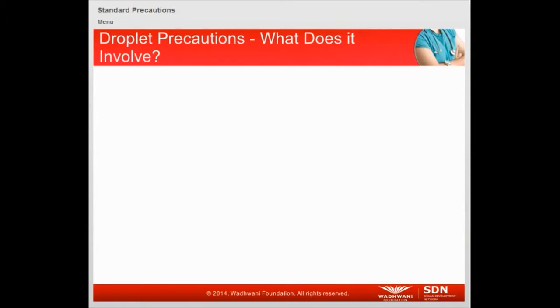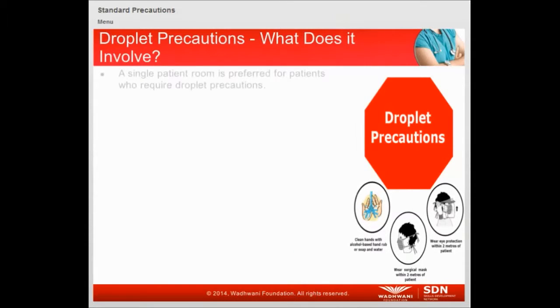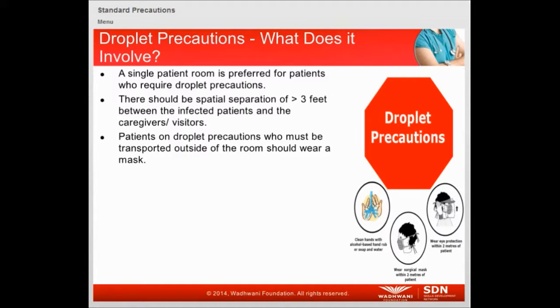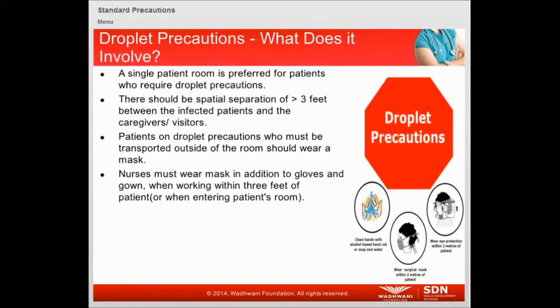Let's understand what droplet precautions involve. A single patient room is preferred for patients who require droplet precautions. There should be spatial separation of 3 feet between the infected patients and the caregivers or visitors. Patients on droplet precautions who must be transported outside of the room should wear a mask. Nurses must wear a mask in addition to gloves and a gown when working within 3 feet of a patient or when entering the patient's room.